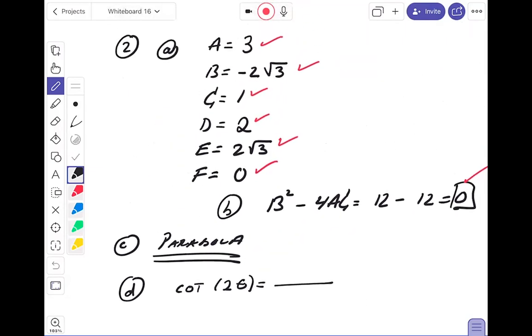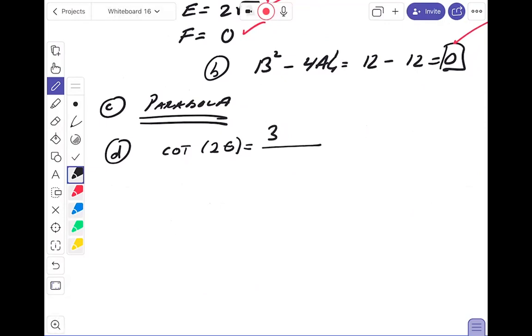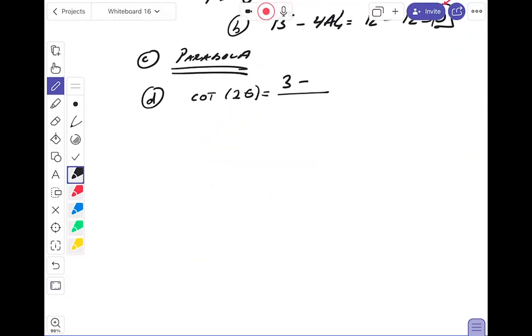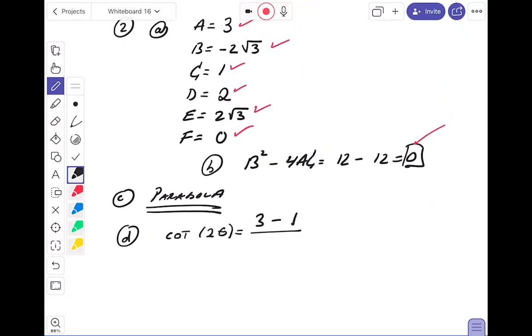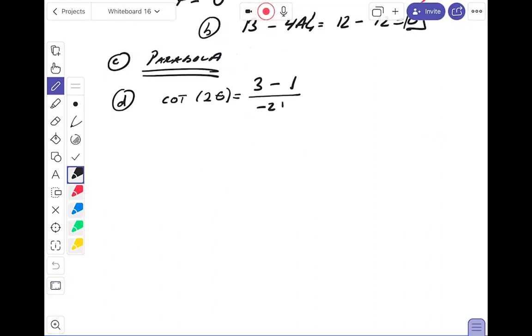Well, let's remind ourselves, what's the A? It's 3. Minus what's the C is 1. What goes on bottom? The B. Let's remind myself, what's the B? Minus 2 root 3. All right, I got to solve this. Let me simplify the right side first, which would be 2 over minus 2 root 3. This simplifies to minus 1 over root 3. And write this over here. Cotangent 2 theta is minus 1 over root 3.